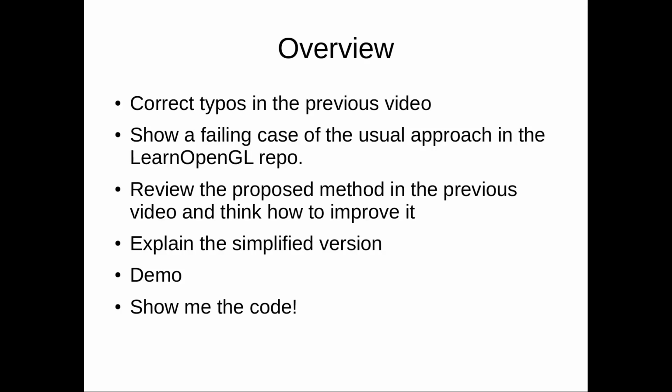First, I want to correct some typos in the previous video. Then I want to show you a failing case of the usual approach in the Learn OpenGL repo. Next, I'm going to review the proposed method in the previous video and explain the simplified version. Then I will show a demo of the simplified version of object highlighting. And finally, I want to show you the code.